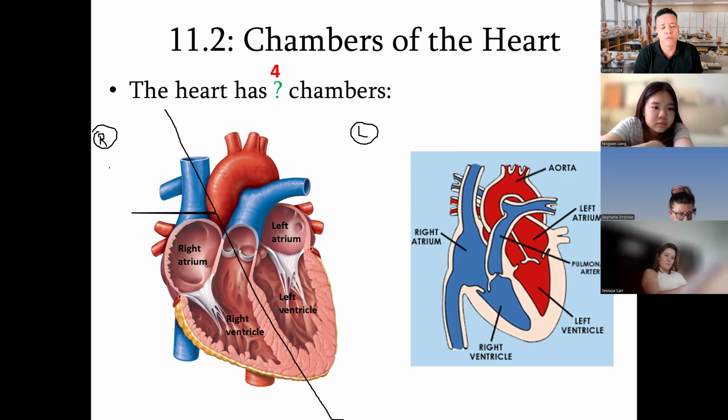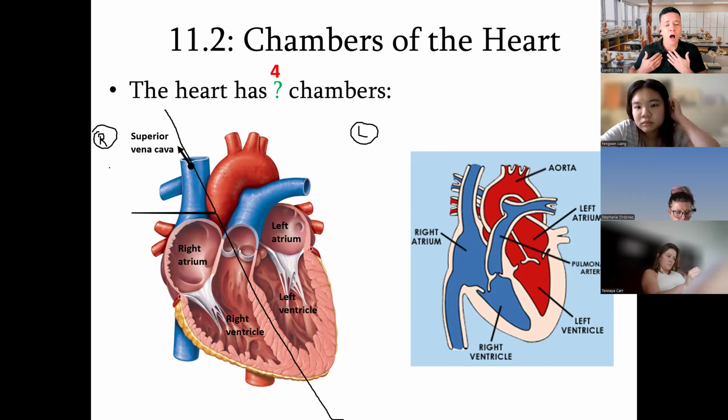Now, what is the function of the right atrium, folks? The right atrium receives all the deoxygenated blood coming from the body. The deoxygenated blood coming from the neck and the head is going to arrive in the right atrium through what we call the superior vena cava, which is a great vessel of the heart. The deoxygenated blood from the rest, the lower part of our body, is going to arrive in the right atrium through the inferior vena cava.